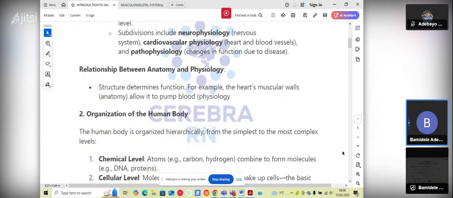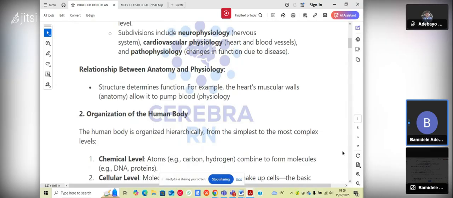Now we know that they are different. Anatomy and physiology are separate, but they are closely related. And the relationship is because structure determines function. Like I said, I made an example of the heart. Another example is the skeletal system. The bones are strong. Structurally, you can see that the bones are strong, so it can give you an idea of what the function will be. The function of bones is to maintain the structural support of the body. So because of the hard structure, you can deduce what the function may likely be.